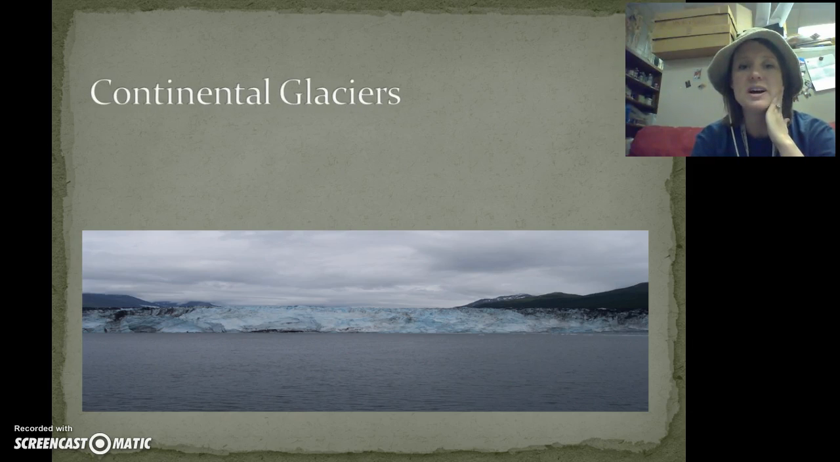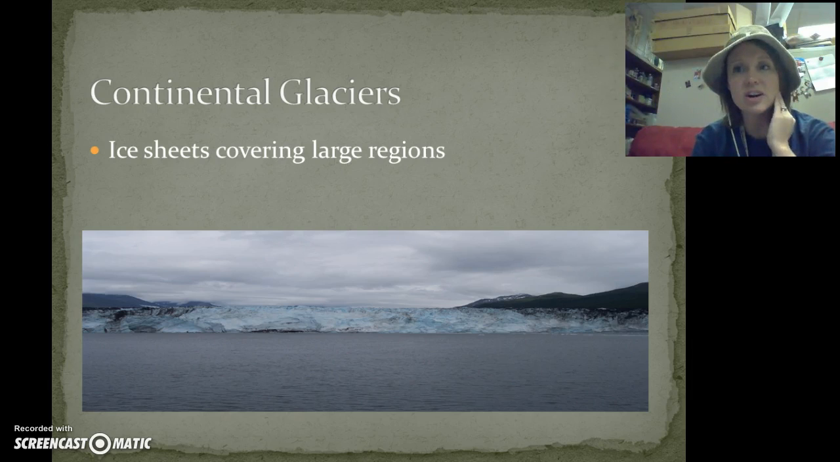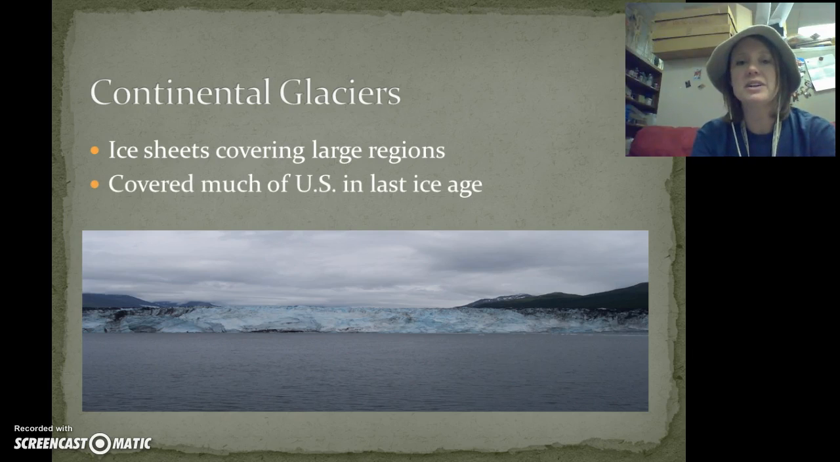Continental glaciers are ice sheets that cover very large areas like Antarctica, where you don't have mountain areas, but you still have enough snowpack to create the ice, and it stays cold enough year-round that we don't see that melting. During the last ice age, continental glaciers covered much of the northern part of the United States.